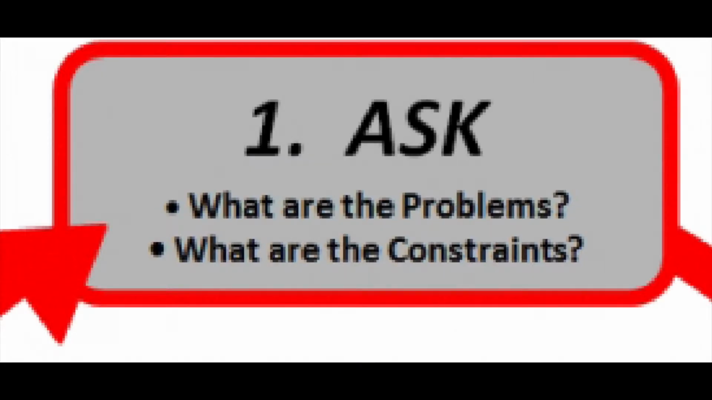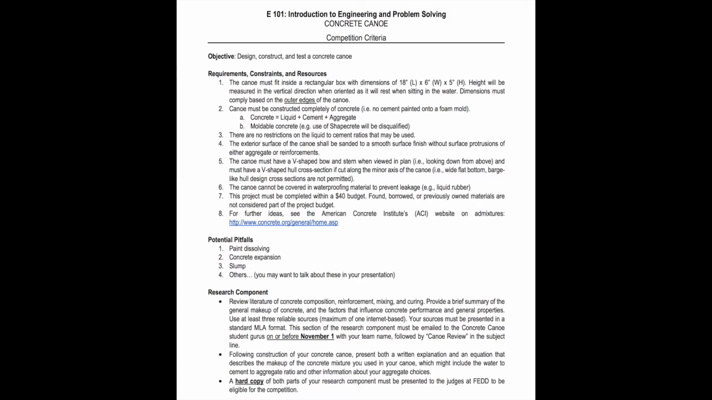We started out by identifying the project we were tasked with and the constraints that accompanied our project. These were laid out to us in project descriptions provided by the College of Engineering. We found we had to create a canoe constructed completely out of concrete that was able to float when placed in water. Constraints were placed on shape, size, building materials, and budget.